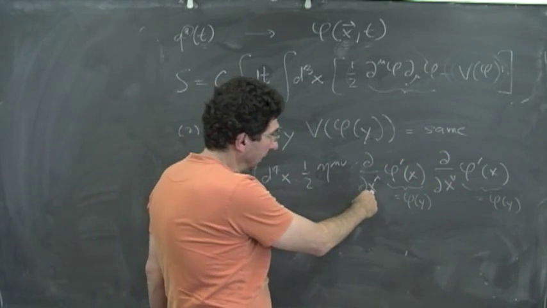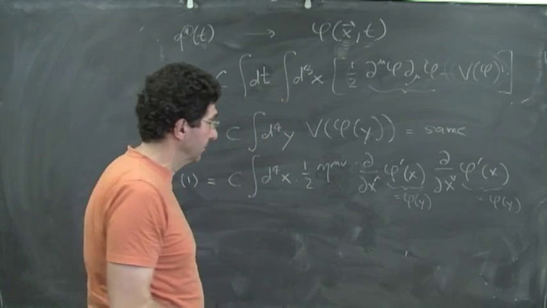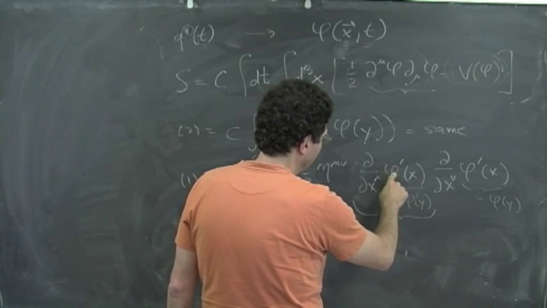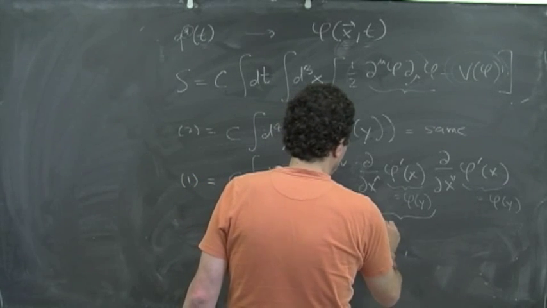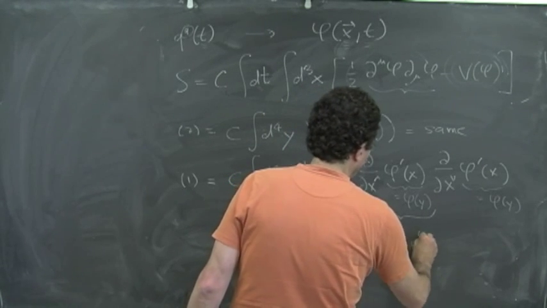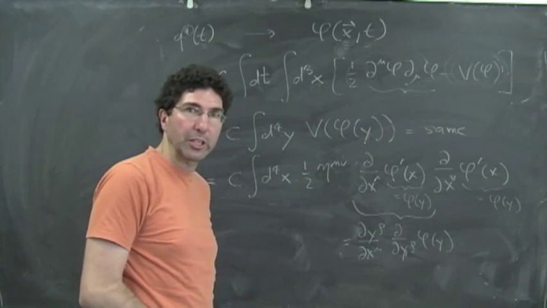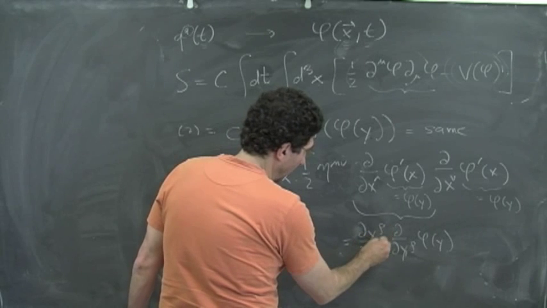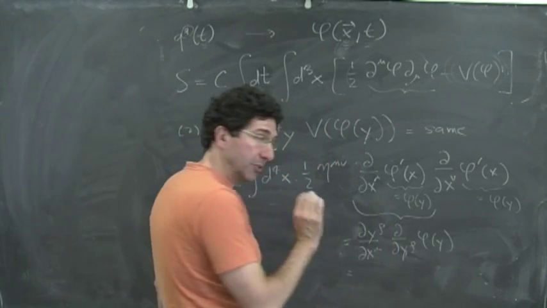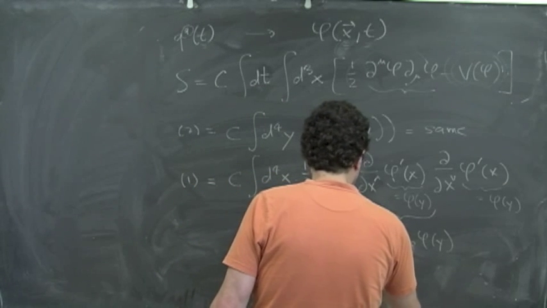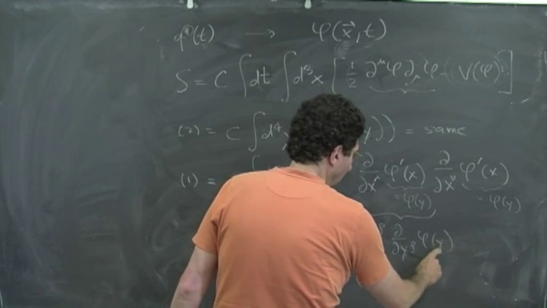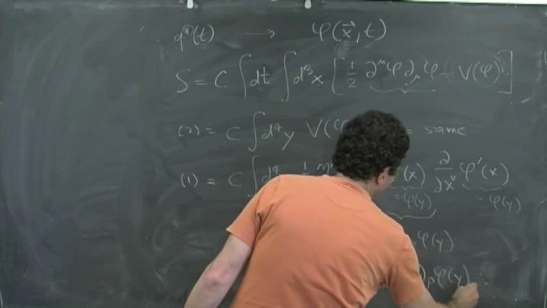So to evaluate this d by dx of phi of y, I need to use the chain rule, right? And so what is this? d by dx mu of phi of y will be dy rho dx mu times d by dy rho of phi of y, just using the chain rule. And what is dy rho dx mu? Remember y was just lambda times x, so this is going to give me a lambda inverse. So this will give me lambda inverse rho mu, and then this thing right here, d by dy of phi of y, I can just write as d rho phi of y.